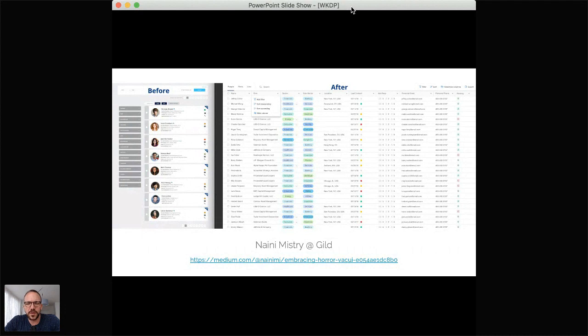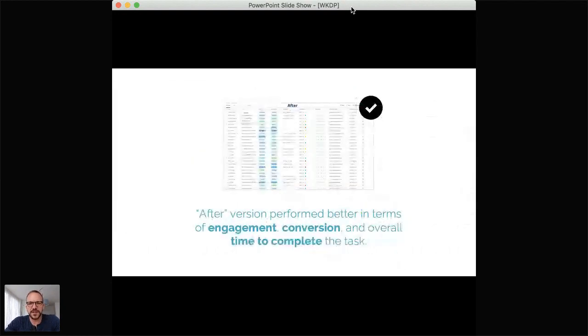And then there's an after, a different comp, which is the opposite. It almost looks like a really complex table, like a spreadsheet filled with information, a lot of data points. It's Horror Vacui. It's one of those examples we saw from ancient manuscripts trying to fill every single empty space. What's interesting here in this particular execution is that it was the second version that proved a lot more effective. The after version performed better in terms of engagement, conversion, and overall time to complete the task. And we're going to get back to this example in short.